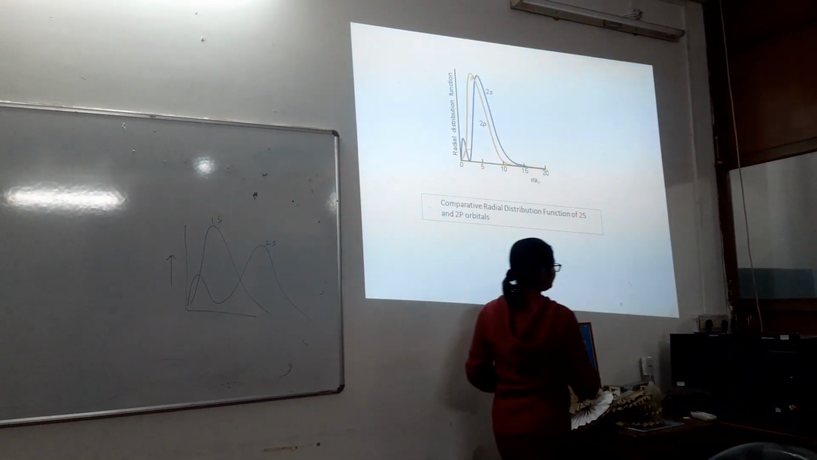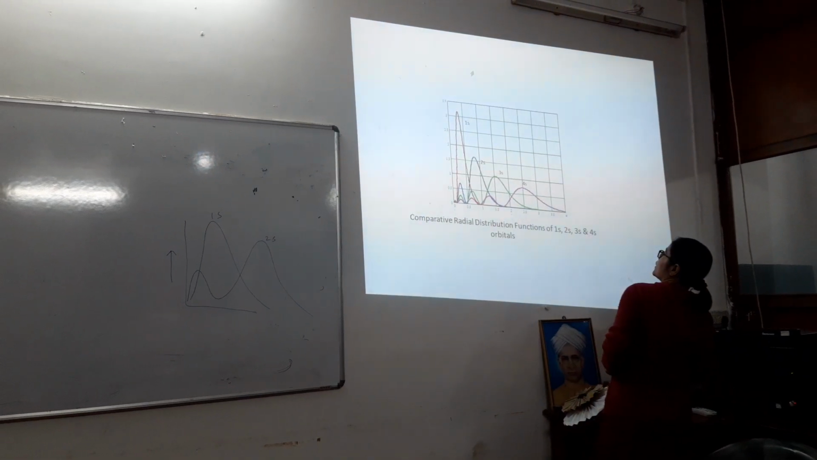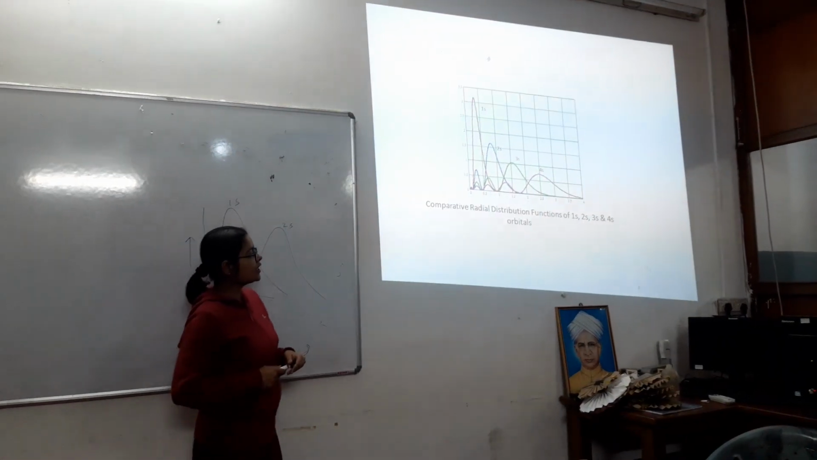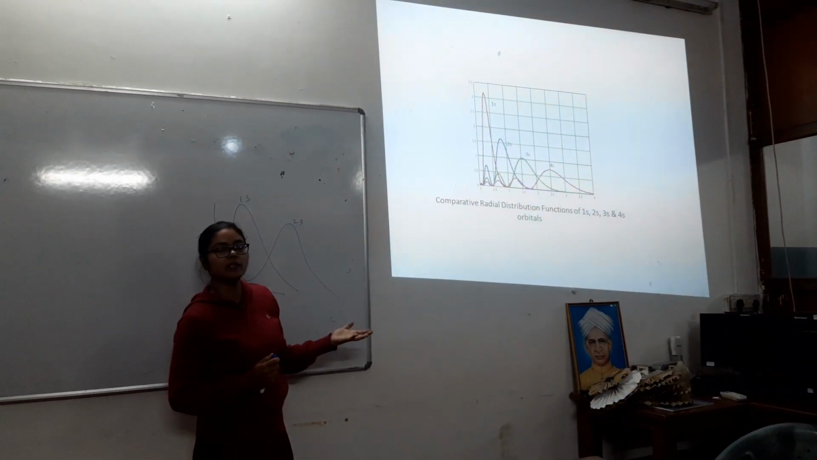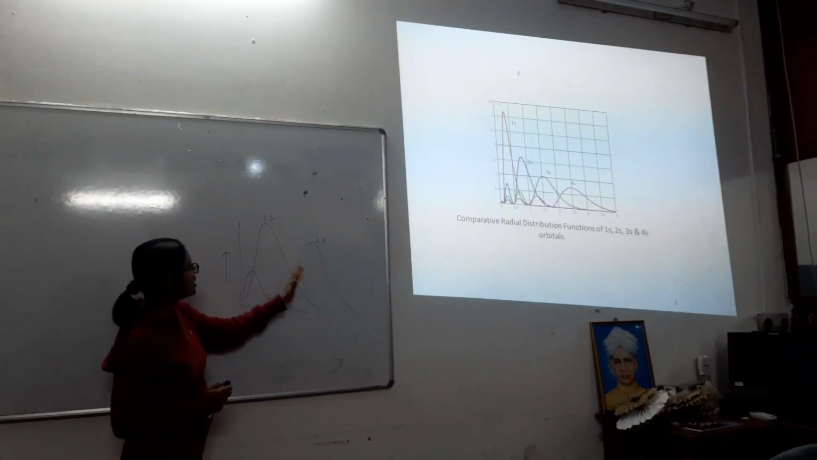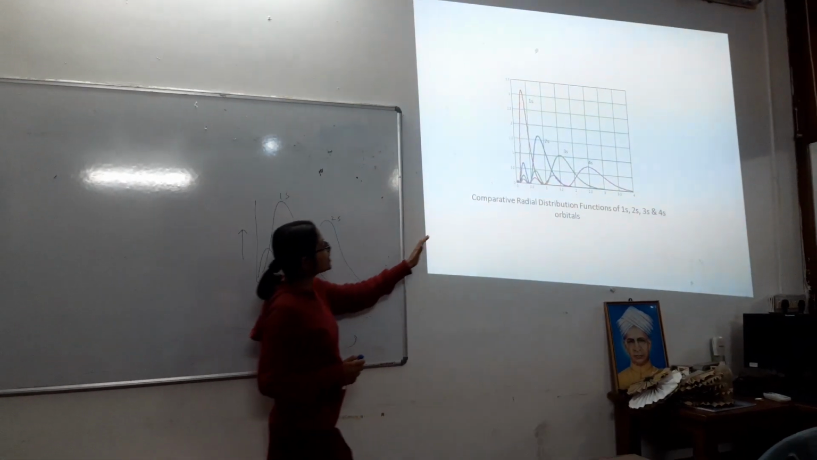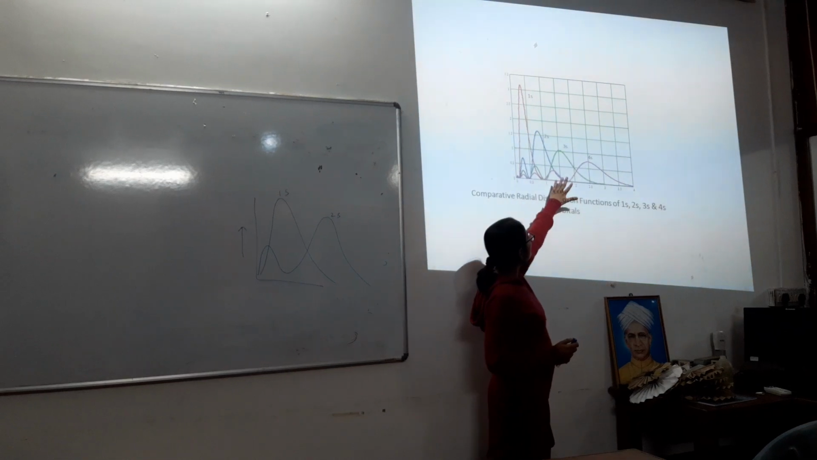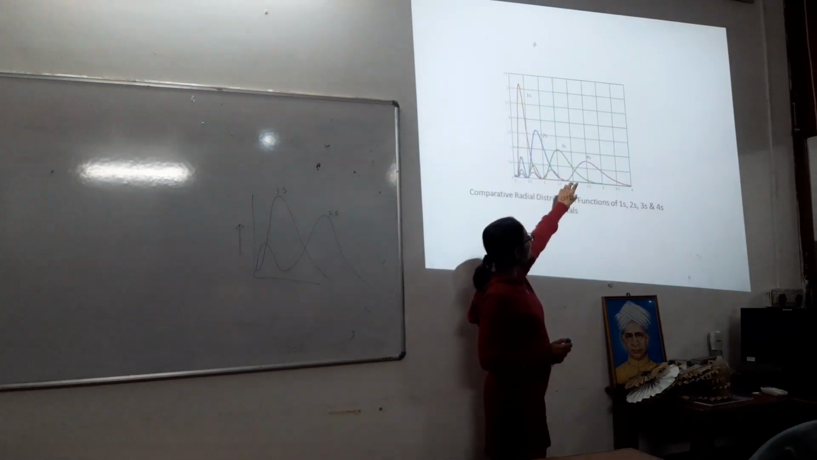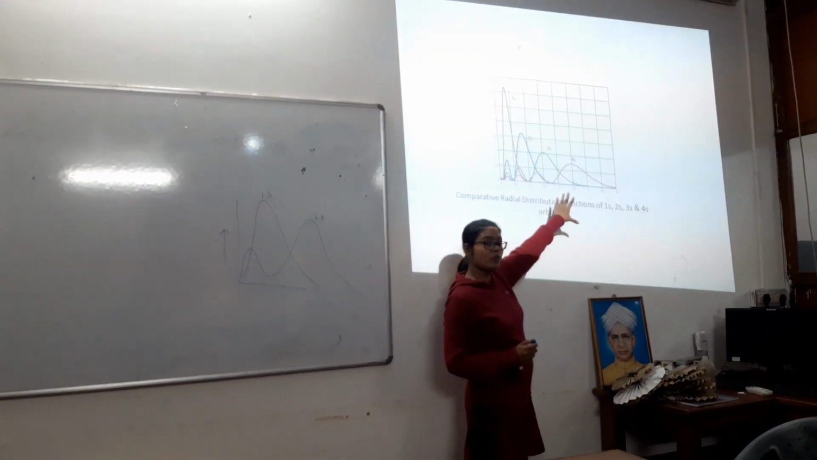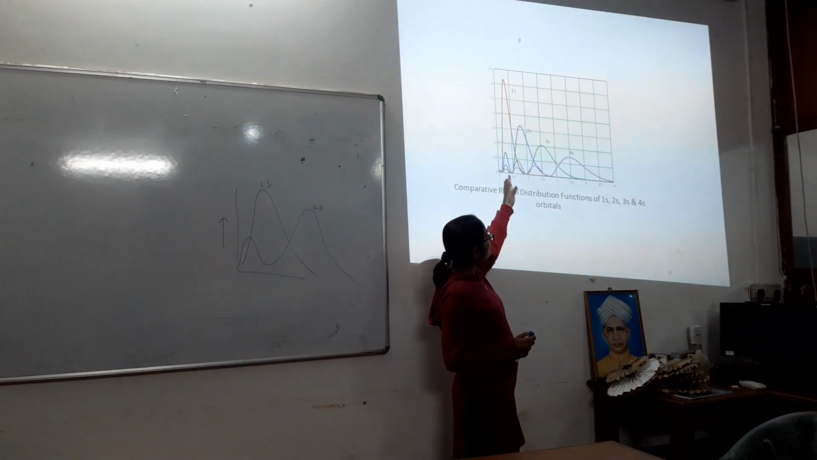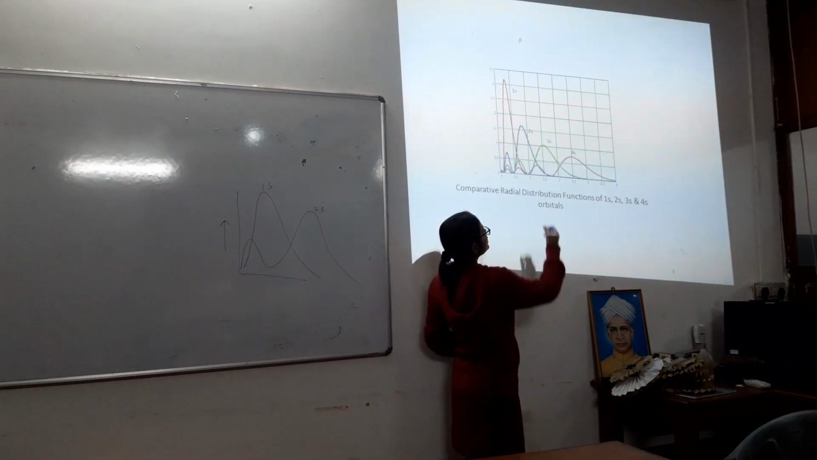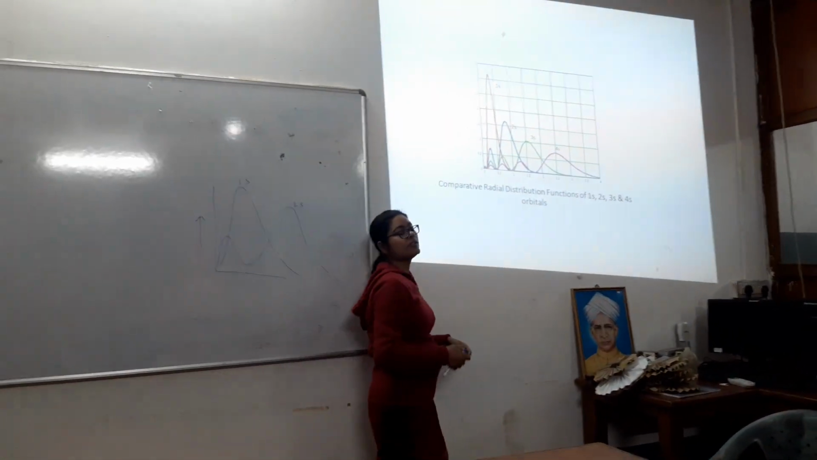Now this is a comparative radial distribution function of the 1s, 2s, 3s and 4s orbitals. So if we take the 1s and 2s orbitals, you can see this is the 1s orbital, this is the 2s orbital, this is 3s and 4s. We see that some portion of the consecutive orbitals is in the area of the previous orbitals. So electron density is penetrated. This is called the penetration.